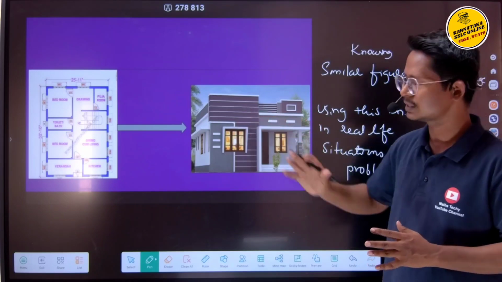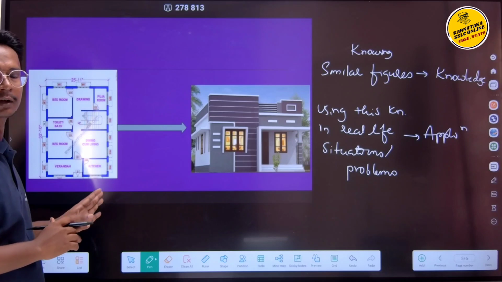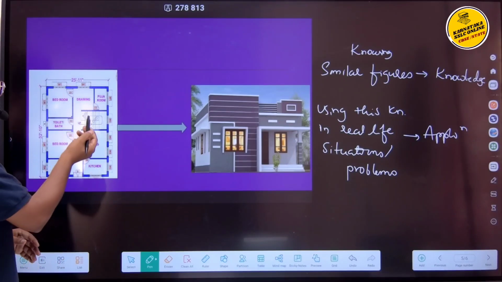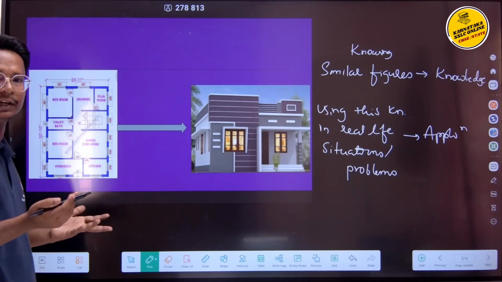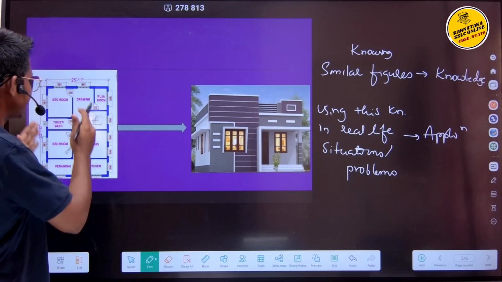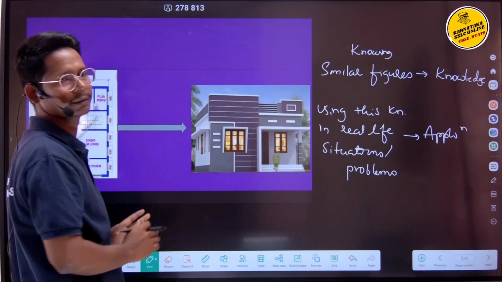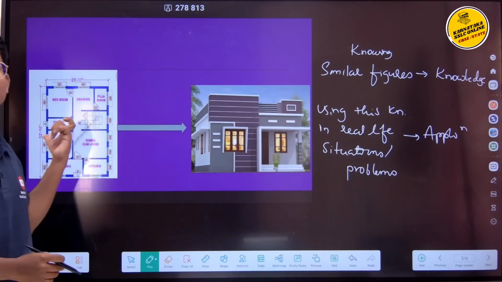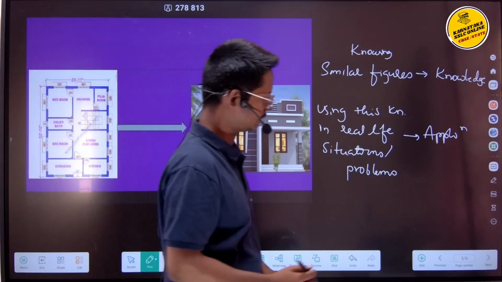One such example: this is a blueprint of the construction of a building. You can see different shapes here. You can find some squares and some rectangles. In some blueprints you can even see triangles and circles. The same blueprint is used in order to construct a building. So this is an application of making use of the triangle principle. Done. Next.